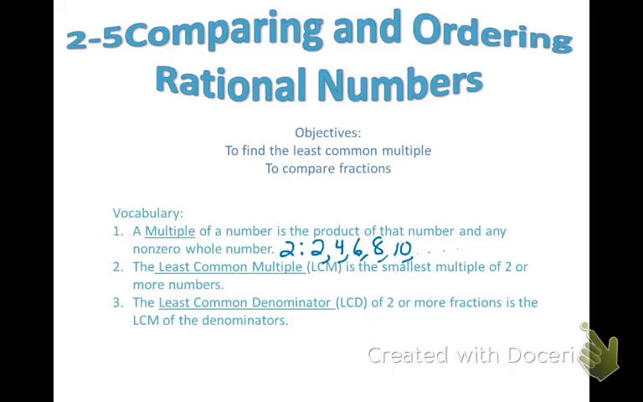The least common multiple is the smallest multiple of 2 or more numbers. So you'll do this kind of stuff even with greatest common factor and prime factorization. We'll do them both ways. And then 3 would be the least common denominator. Denominator is your denom, and your numerator would be on your fractions, because when you add and subtract fractions, you need to have a common denominator.